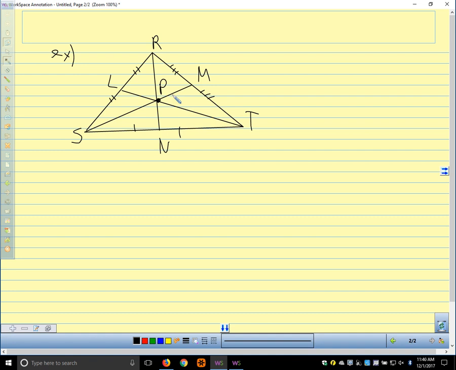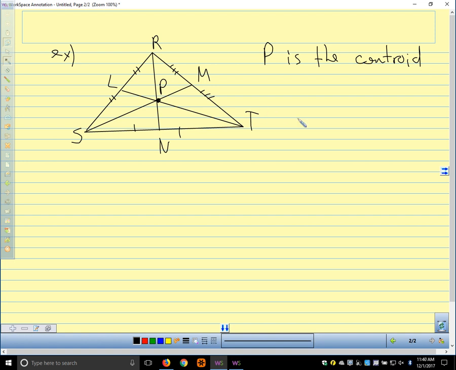It's a point of concurrency. We have three lines coming together there. But we've talked about several points of concurrency. So what is that one? That one's going to be our centroid, because we're going from the middle of one side to the opposite vertex. So P is the centroid. That's probably going to be important information here.